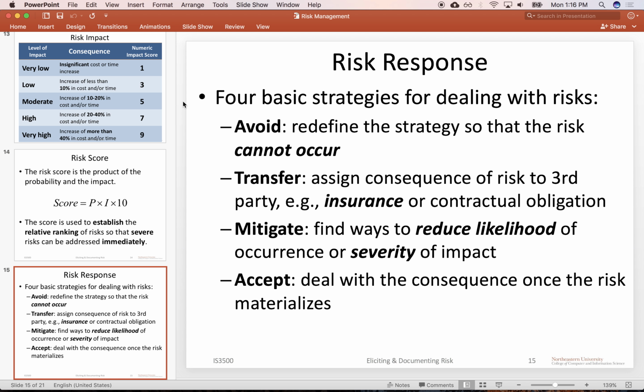So I could not just avoid it, but maybe I could reduce it somehow, right? By making it redundant, by having backups and whatnot, and just mitigating and making the impact lower, right? Or I can just accept it and say, okay, well, it'll happen. I can't do anything. I'll just deal with it when it does happen.